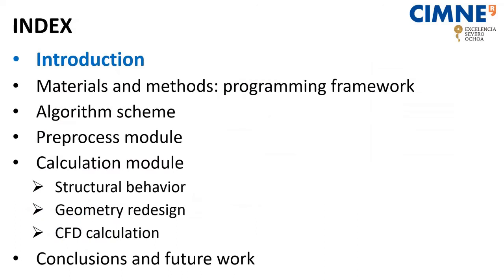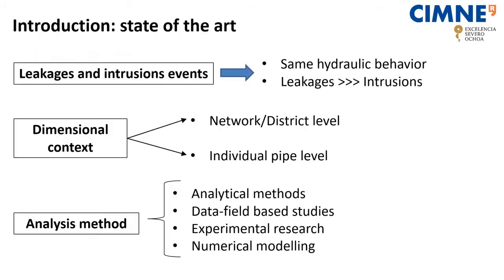First of all, I'm going to make a brief introduction to put the problem we are going to address into context. In all water supply networks, leakage and intrusion phenomena occur to a greater or lesser extent. Although both processes are governed by the same hydraulic principles, leakage events are more frequent, so there are more studies in this field. In terms of the dimensional context of the study, this can be analyzed either at a network level or at an individual pipe level, being the focus of the analysis quite different.